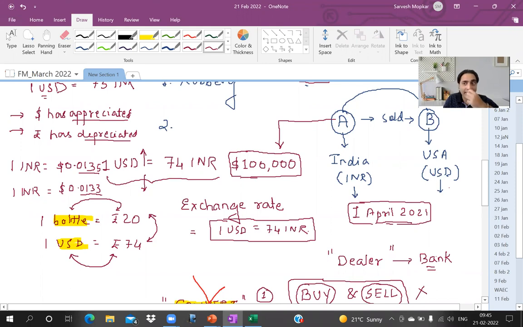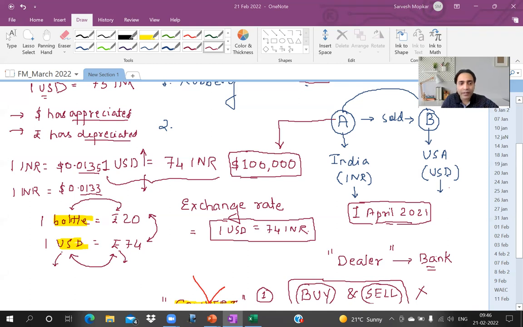One bottle, 20 rupees, easily understandable. One USD, 74 rupees, here is where concepts go for a toss. Because this is money. This also is money. That means money is purchased and sold. This is the starting point of all confusion. That's why students are completely messed up with their concepts. Okay. What is the solution? See, the solution to some of the biggest problems of life. Okay, let me be a little philosophical today. The solutions are generally very, very easy.